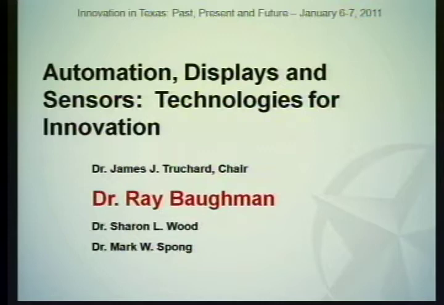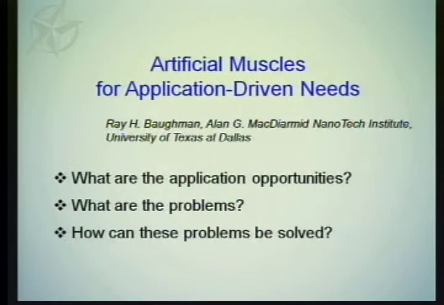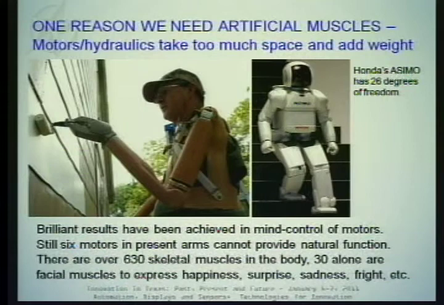Now, the area of actuation is much too broad for me to give a general overview. But what I'd like to talk about are the application opportunities, the problems, and how these problems can be solved. I won't be talking about all the problems or all the opportunities, just a very few items. One reason we need artificial muscles is indicated here.